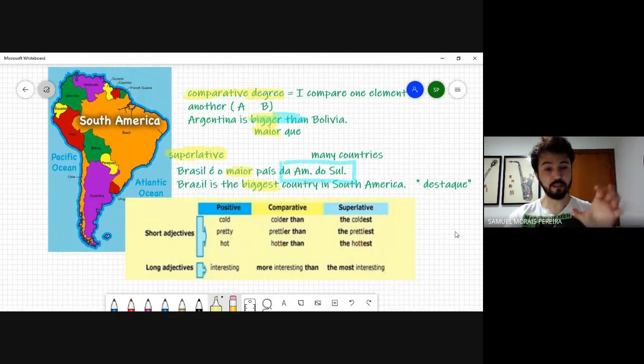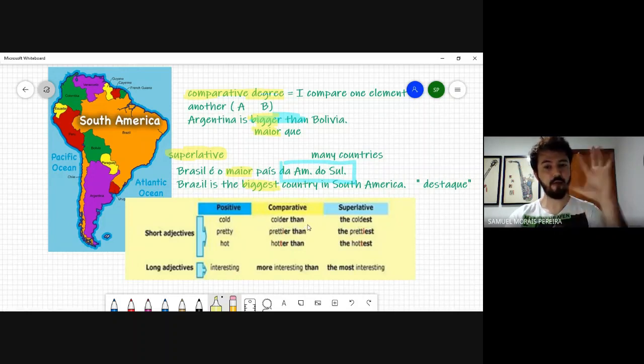The form is different, okay? So, in the comparative, when we have a short adjective, like cold, can you see here? We just add er. So, cold significa frio, colder than, mais frio que, ok? Então, A is colder than B.